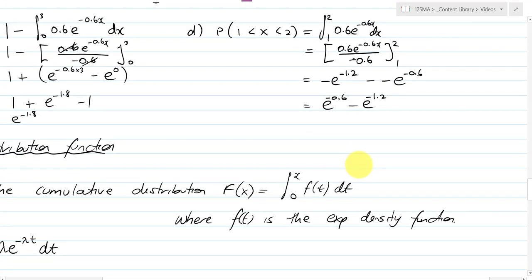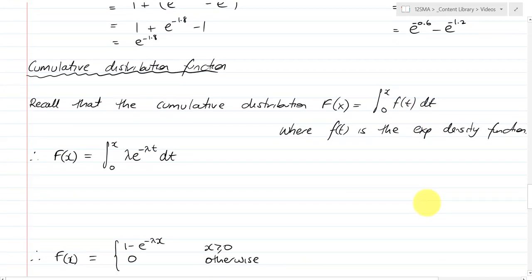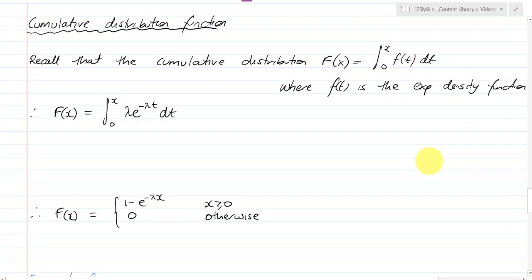Now let's have a quick look at a cumulative distribution function. Recall that a cumulative distribution function, as we've seen again in math methods, is where you take the integral of the distribution, which in this case is an exponential distribution, and that will accumulate that distribution up to 1. So it looks at accumulating the area under the graph.